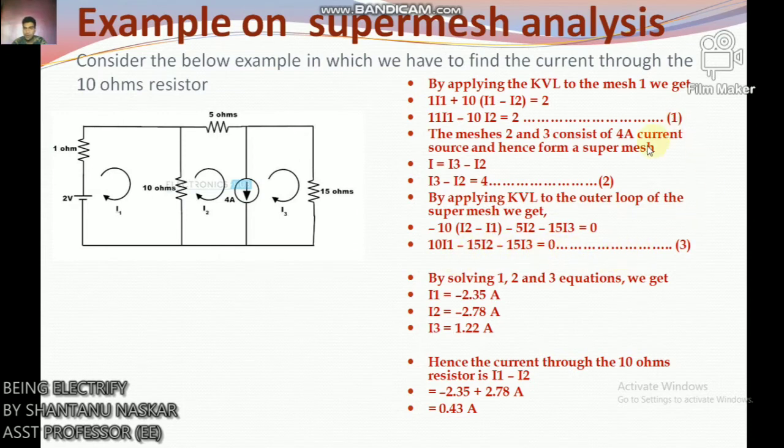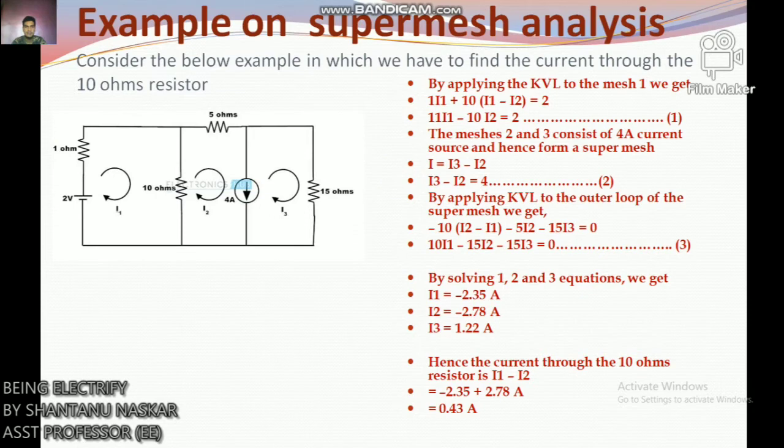Now by solving equations 1, 2 and 3, we can get I1 equals minus 2.35 ampere, I2 equals minus 2.78 ampere, I3 equals 1.22 ampere. Hence the current through the 10 ohm resistance is I1 minus I2, since both currents go through this resistance, I1 like this and I2 like this. So I1 minus I2 means minus 2.35 plus 2.78, which is 0.43 ampere. So this is mesh analysis and super mesh analysis.